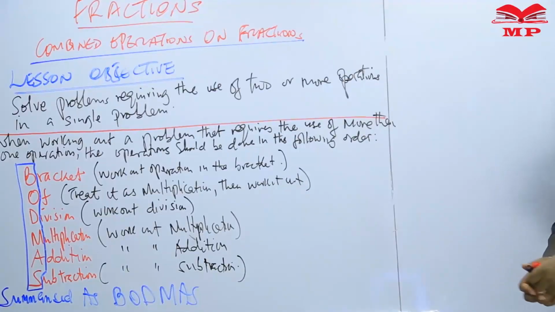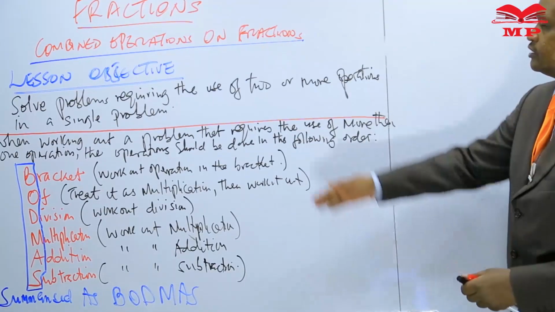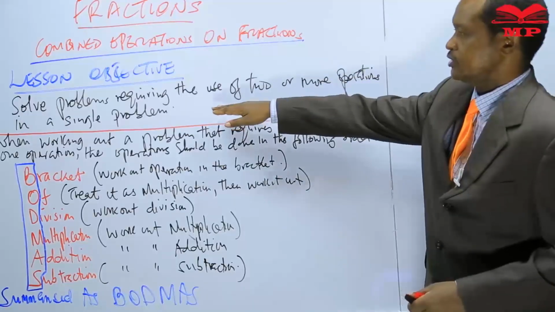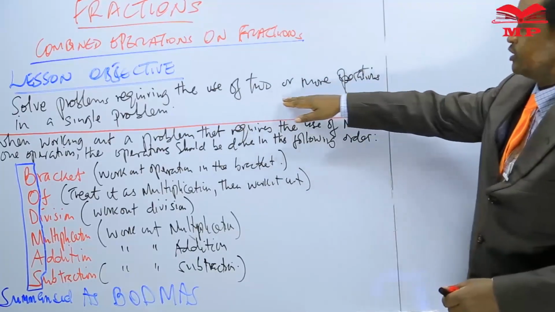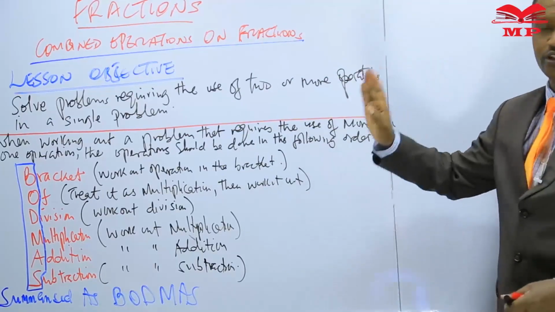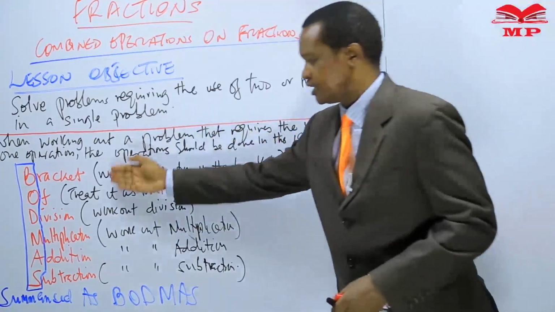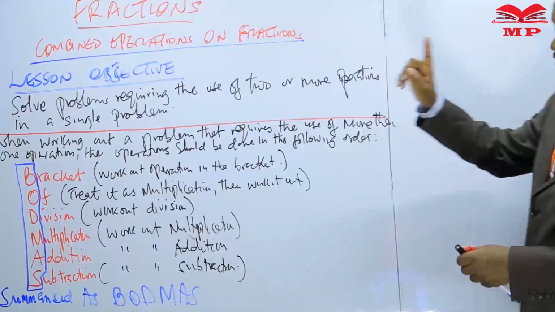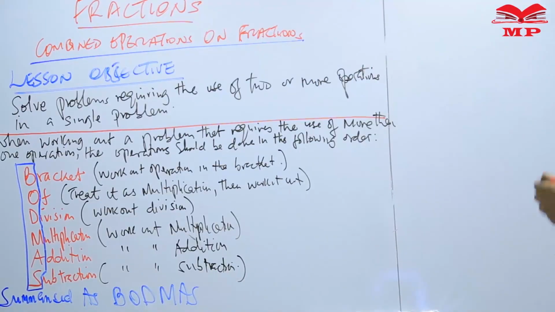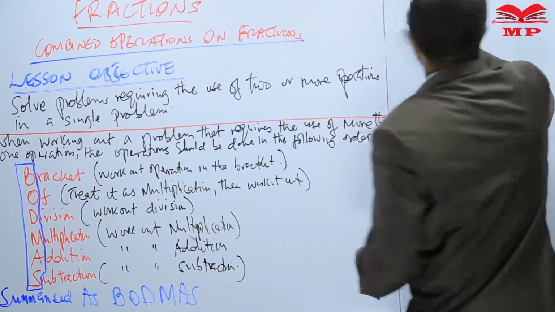Remember, we are learning, and our objective here is to learn how to solve problems requiring the use of 2 or more operations. If there are 2 or more operations in a problem, this order has to be followed. We will now take examples.